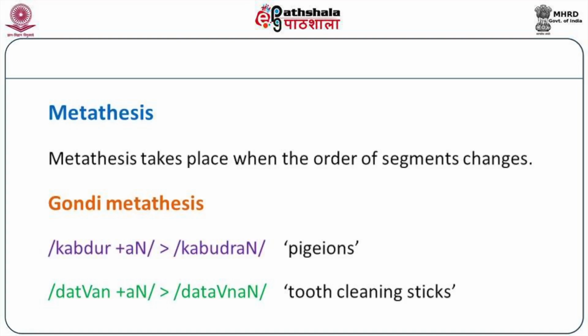Metathesis takes place when the order of segments changes. For example, in Gondi, we have Kabdur Ang pronounced as Kabudrang. The second major type of phonological processes is modification processes. Modification processes typically increase the number of allophones by modifying existing segments. These are of various types.